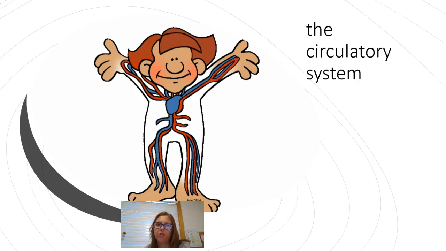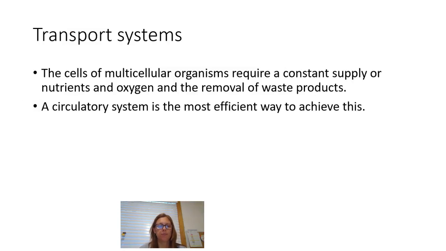Hi and welcome back to Module 2, Organisation in Living Things, and today we're looking at the circulatory system. So in your booklets, if you'd like to follow on, it's on page 59, and you can highlight some of the important things as we go through, just as a form of active reading. So let's get started.